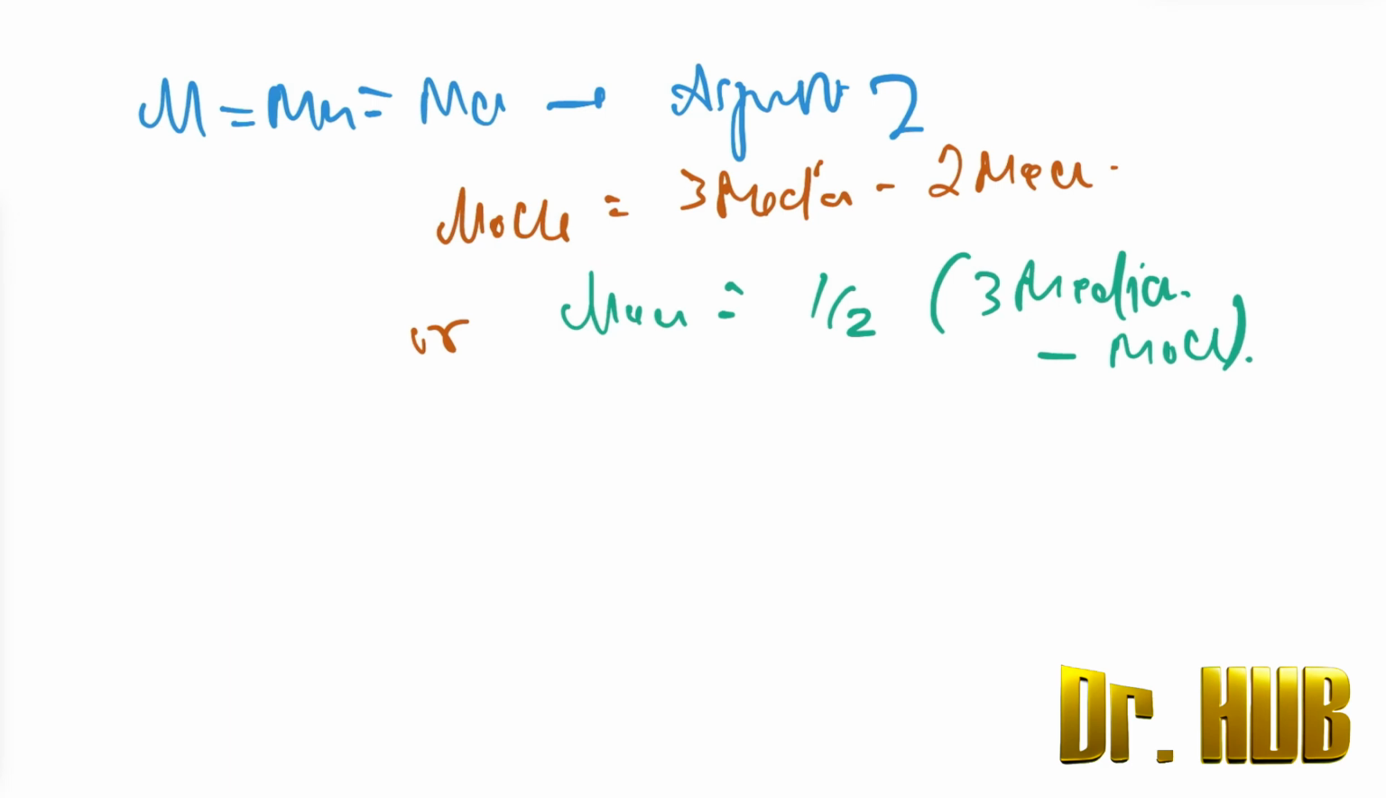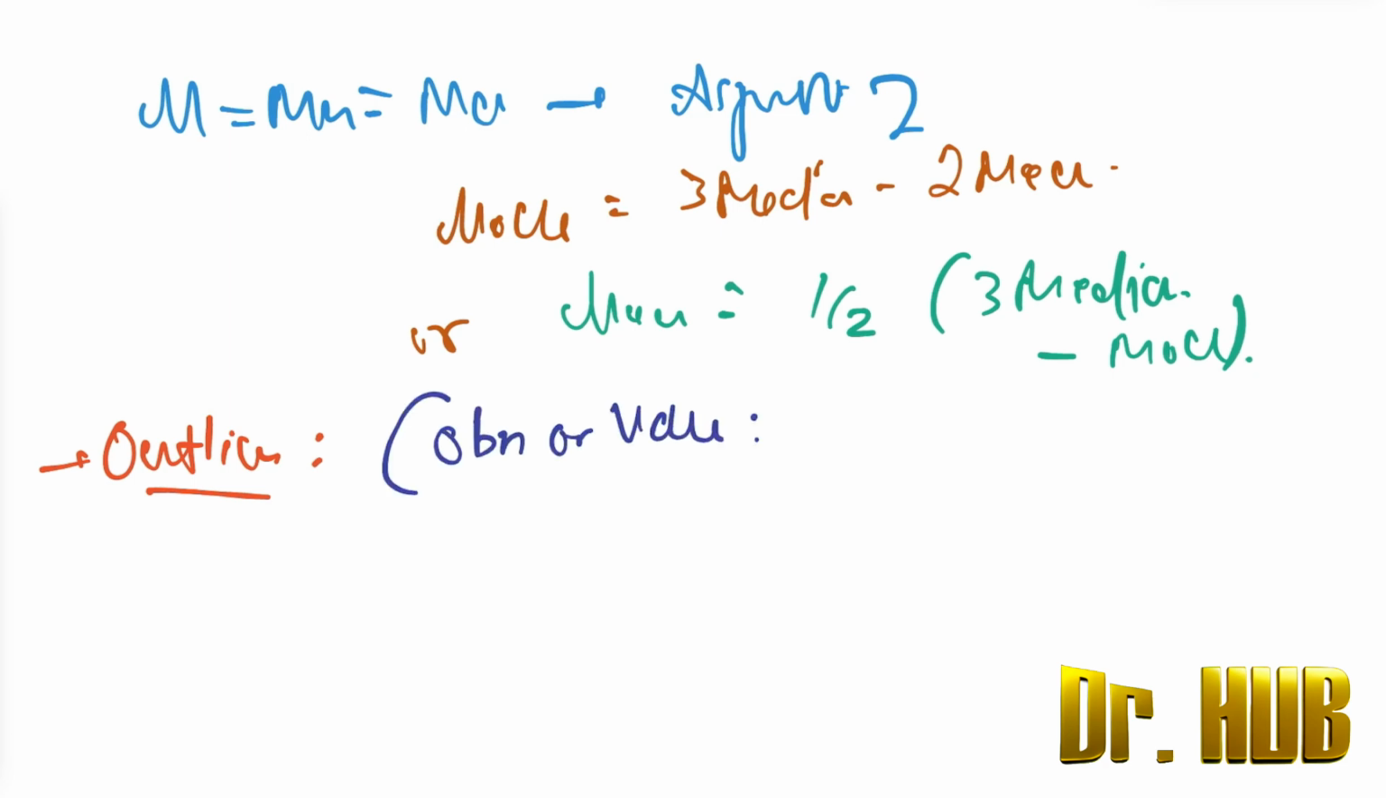What is an outlier? An outlier is a statistical term used for an observation or a value that is very distinct from the other observations in the distribution.